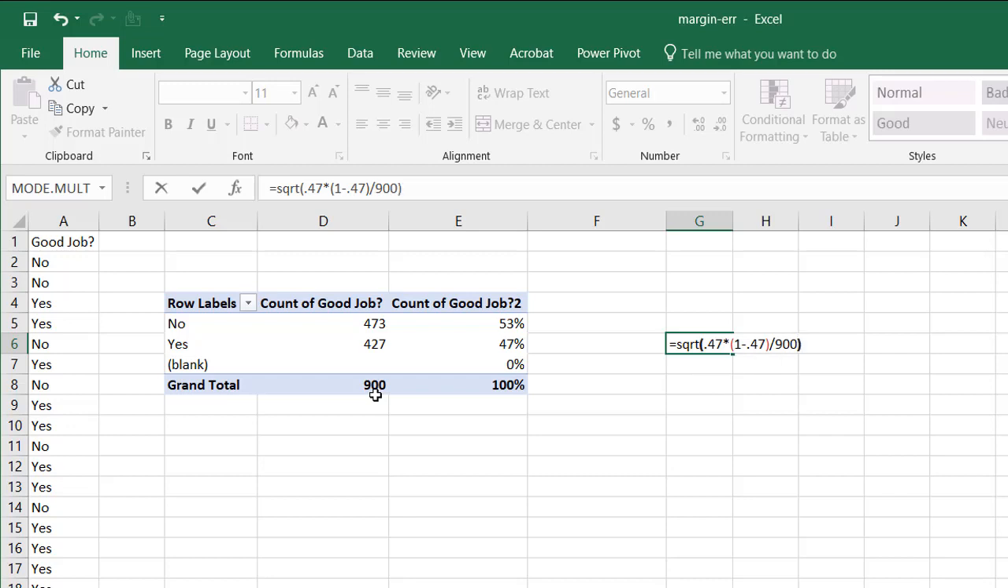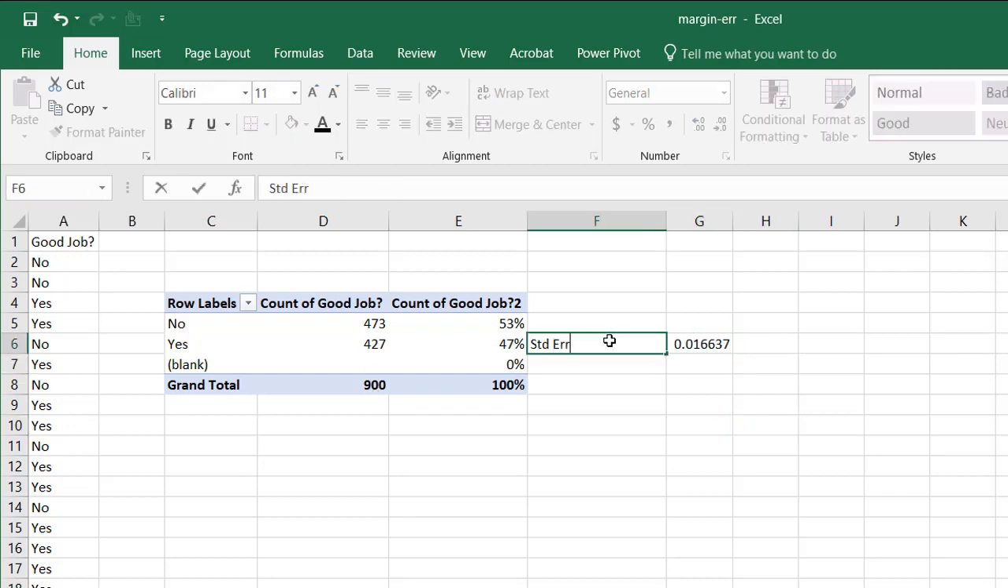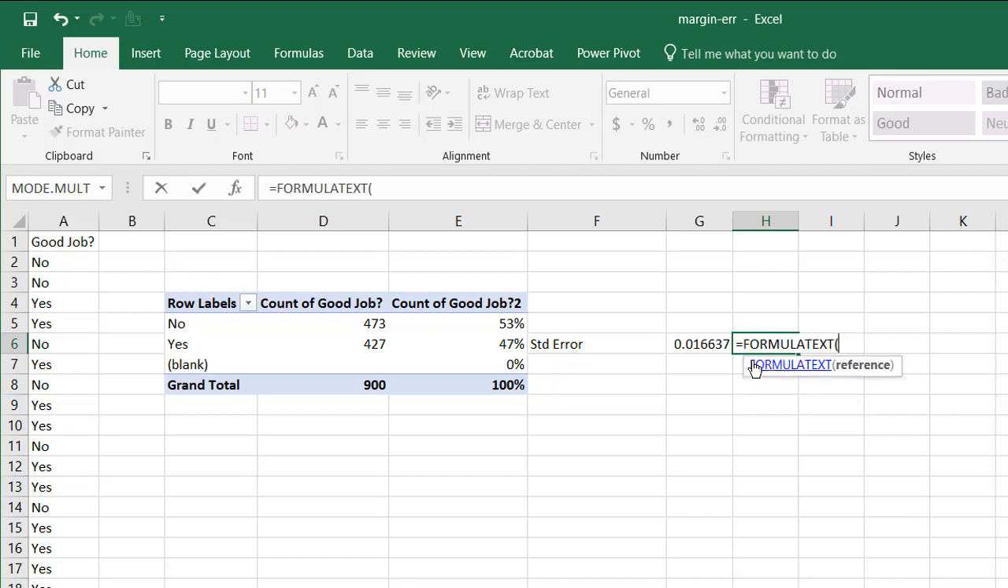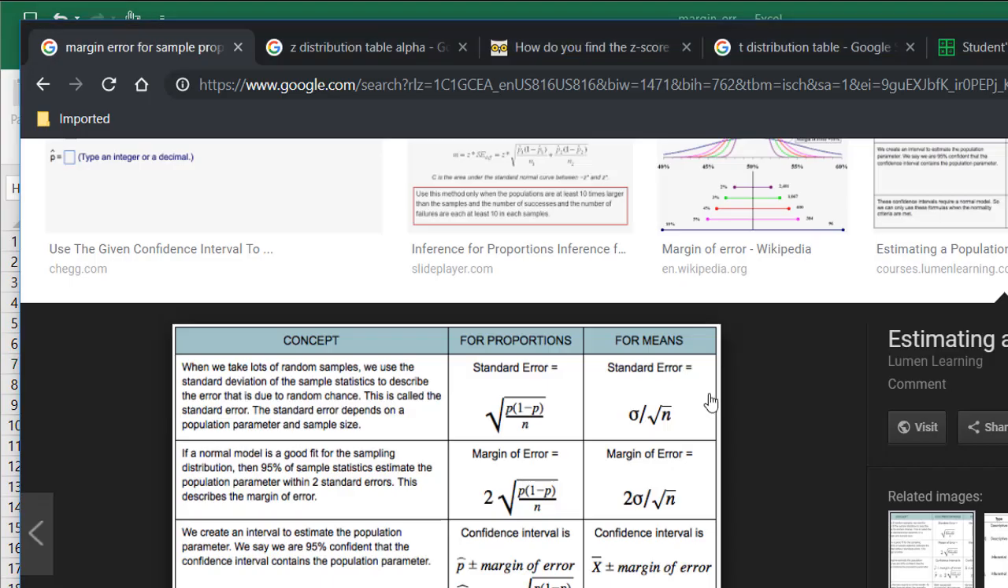Close parentheses, press enter, and I'll just label the standard error. And this is the standard error of the population proportion. Let me put the formula text here so you can see the formula. Right? So that's that formula, and that's basically the standard error formula.